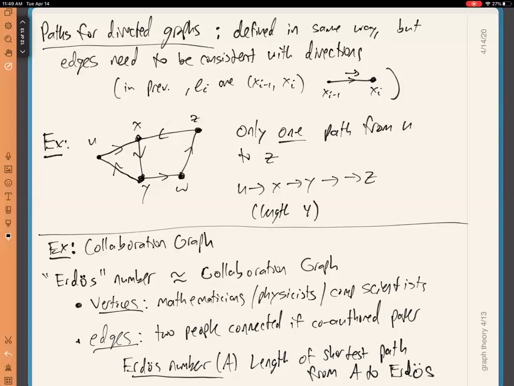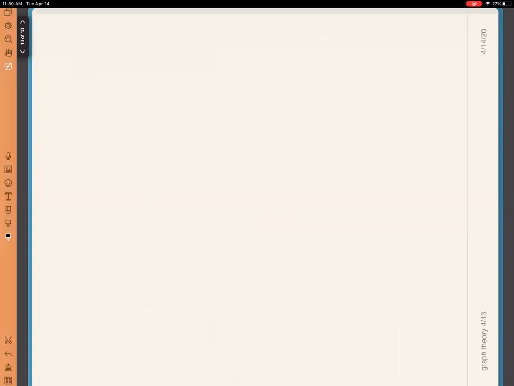Right, and so this is again a basic introduction to what paths are. And in order to talk in a little bit more detail about some of the topics related to paths that are interesting, we also have to talk a little bit about connectedness of graphs.